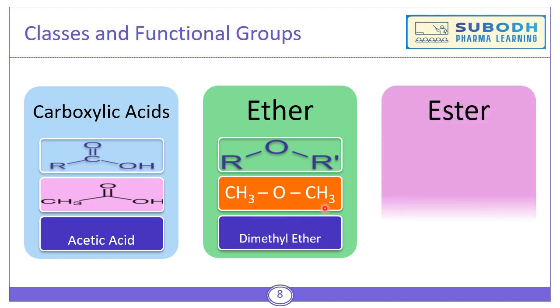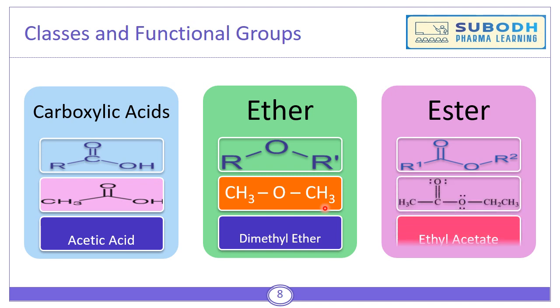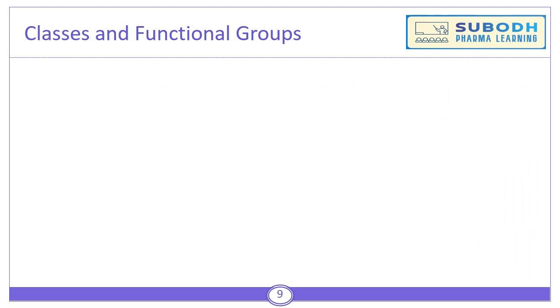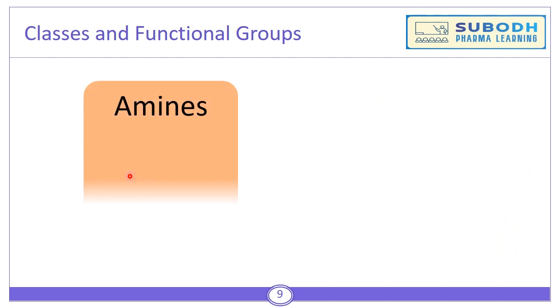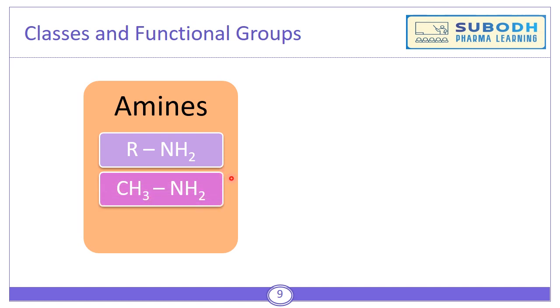The esters have the structural formula RCOOR'. For example, ethyl acetate. In this structure, the methyl group is attached to one end and the ethyl group is attached to the other end. The amines are those compounds that contain the -NH2 group attached to a hydrocarbon portion. For example, methylamine.